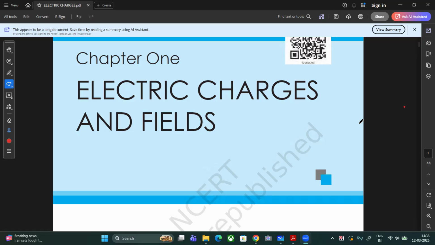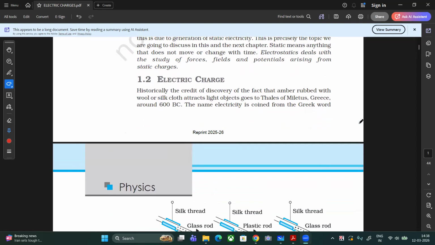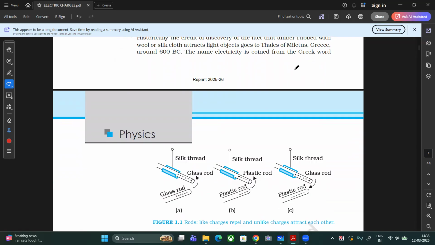Let's get started. Firstly, you have to know what electric charges are. We have two kinds of charges: one is positive charge, another is negative charge. The charges are already there in the atoms themselves. How are the charges formed? Charges may be formed by friction, induction, and conduction processes.